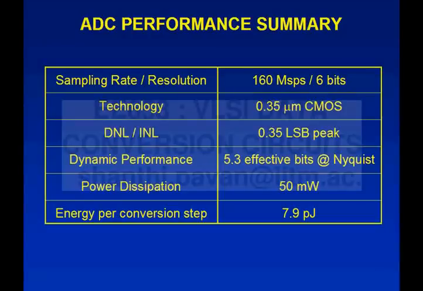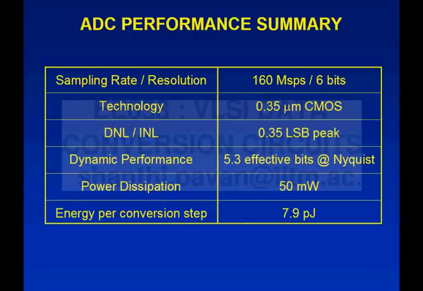This is in a 0.35 micrometer CMOS, which is a factor of 4 slower than the technology that you guys are using in your assignments. The power dissipation is 50 milliwatts, and the equivalent resolution is 5.3 effective bits at Nyquist. In other words, the equivalent resolution of an ADC is defined as the SNDR you get minus 1.76 divided by 6.02, and this should be done for the Nyquist tone, Fs by 2, not at DC.